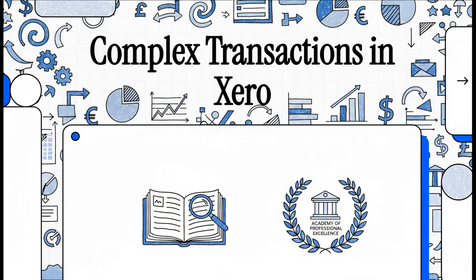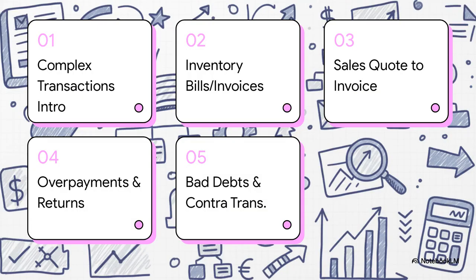best practice bookkeeping. This briefing is structured into 5 distinct sections. We will begin with an introduction to complex transactions, followed by procedures for inventory-based bills and invoices. We will then cover the workflow from sales quote to invoice, followed by methods for handling overpayments and returns. The final section will address bad debts and contra transactions.